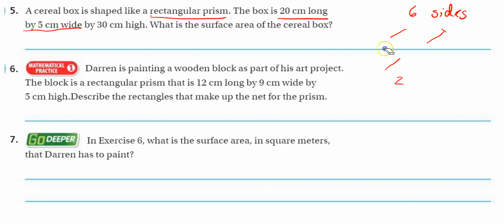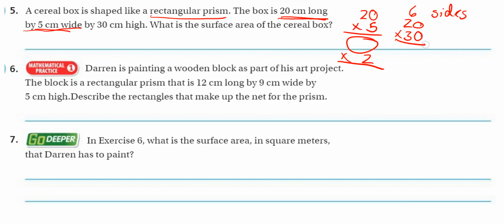Now, another way you could do it is there's 3 numbers and you're multiplying all the different combinations of those 3 numbers. So you're going to do 20 times 5 for the 20 long by 5 centimeters wide. That's going to give you one side of the box, and then you're going to multiply it by 2 because it always has a corresponding side. So I multiplied the 20 times the 5. Now I need to do the 20 times the 30. Get that answer, and again times it by 2 because there's going to be 2 sides.